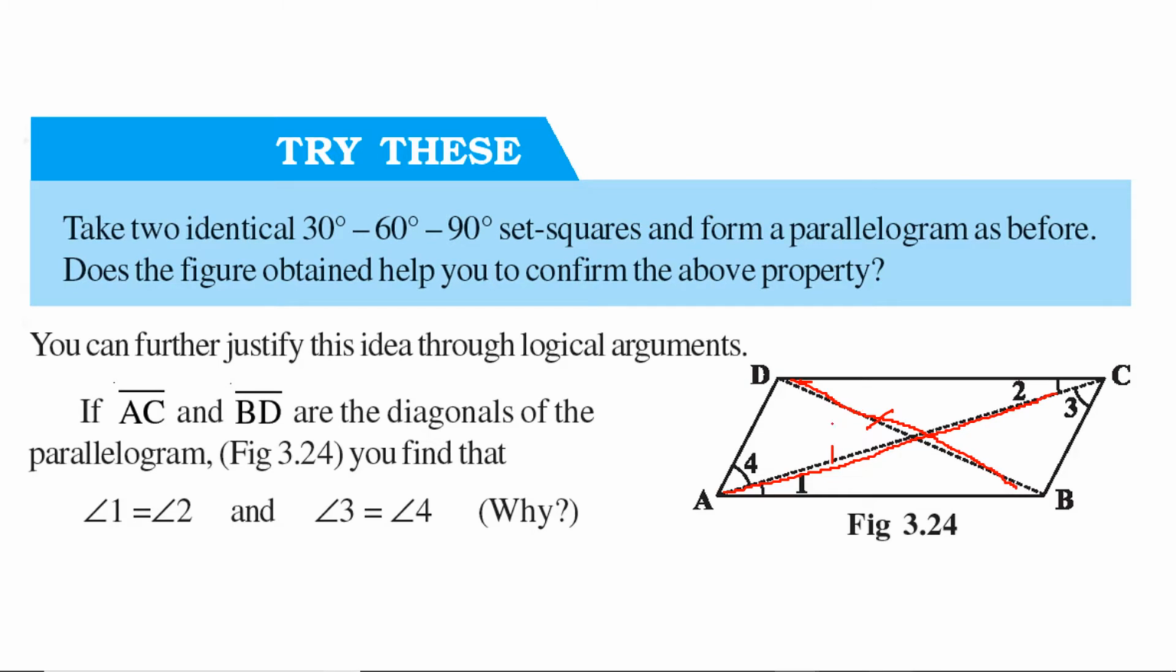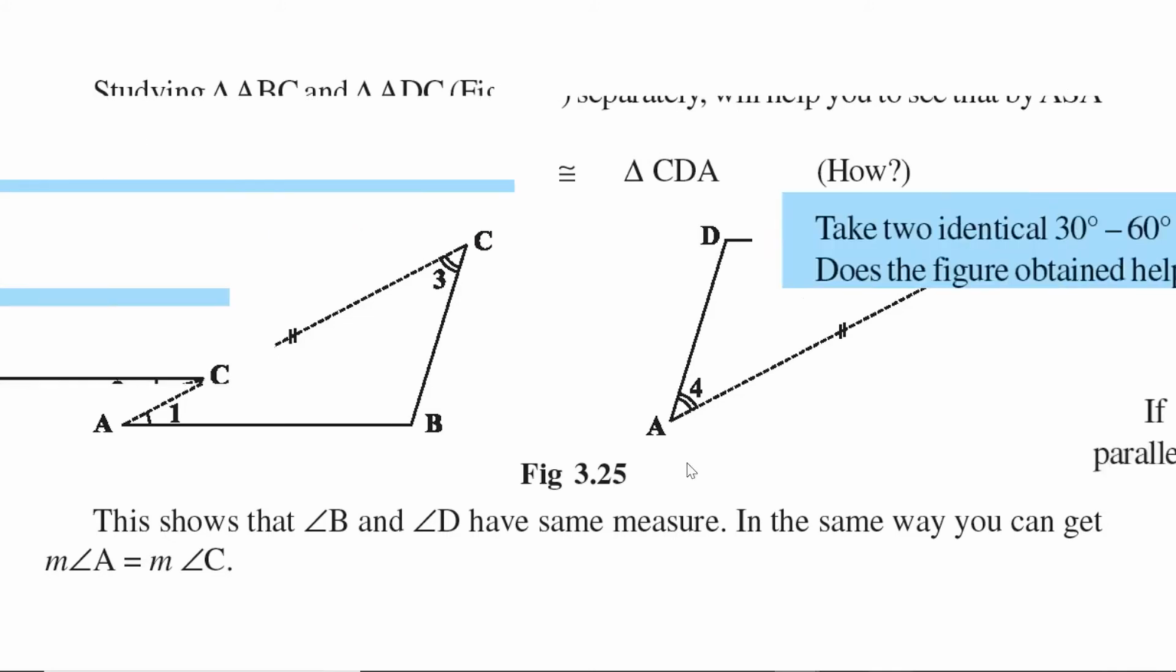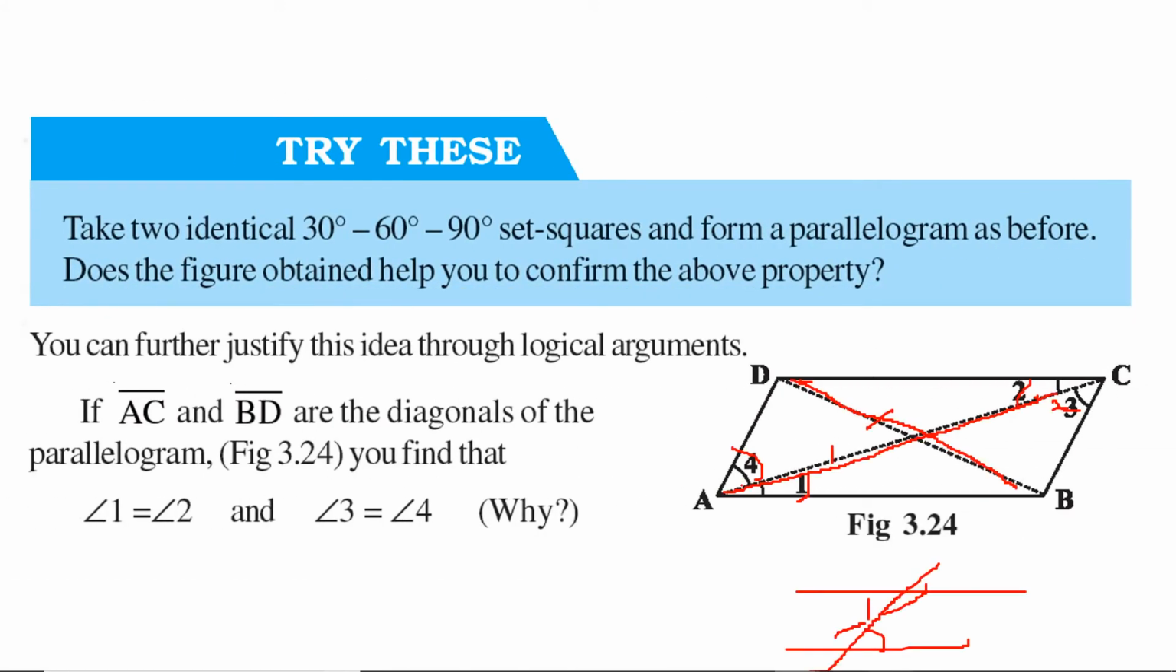BD, these are diagonals. So 1 is equal to 2 and 3 is equal to 4, because we have parallel lines and this is a line joining these two. So the angles are equal. Also, because these two are equal and this is a common side, these two triangles are congruent.